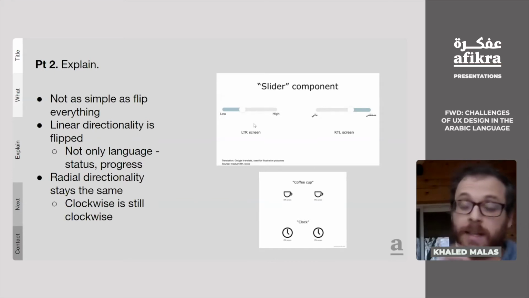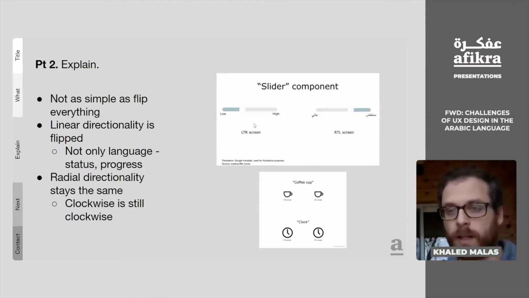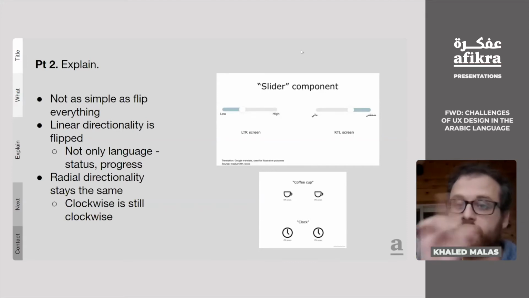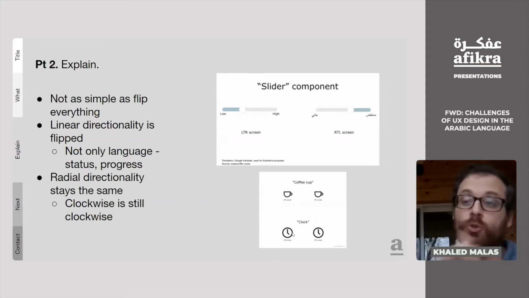When you think about things like sliders, progress bars, or completion in a mobile app or some other digital experience, in Arabic you'll see that it goes from right to left, as you can see in the example here, versus left to right in English. But then there's another layer of complexity: radial directionality is the same. Clockwise is the same in Arabic and English, and anti-clockwise is the same in Arabic and English. So if you want to visually represent the time without writing it down, like the little icon here that shows 5 p.m., you don't need to flip those icons. And if you do, then it doesn't really make any sense.